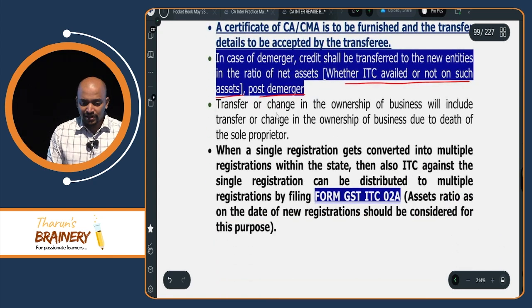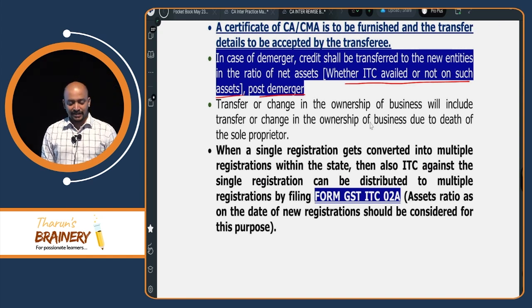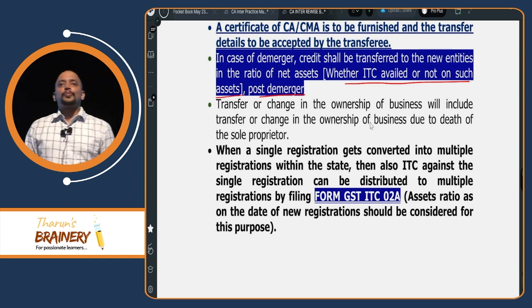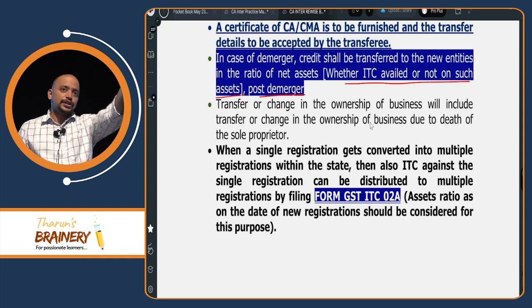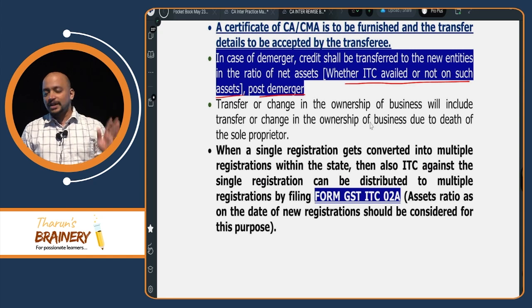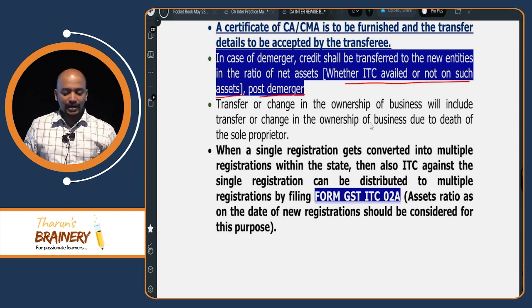And transfer or change in ownership will also include transfer or change in ownership due to death of a sole proprietor. For example, there is a sole proprietor who is dead and his son has taken over the business. In that case also, from father to son, will the ITC be transferred? Yes, same Section 18(3).